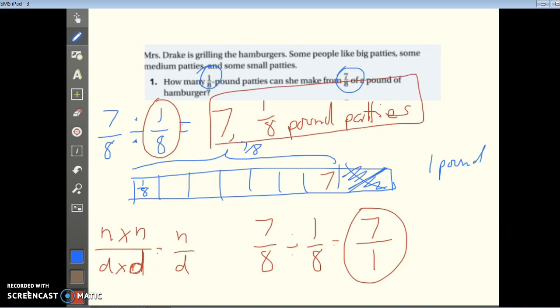Now, if you understand what I did in this problem by drawing the model, or just doing the procedure, please stop the video and move on to the next problem. Do that one on your own. When you're done, please watch the next section of the video and then see how well you did.